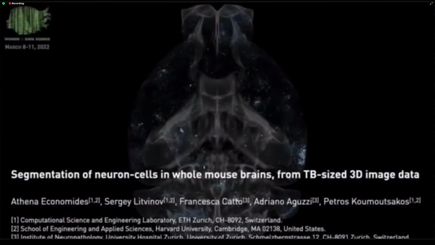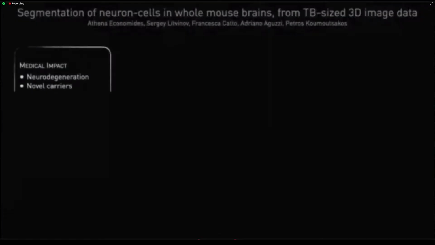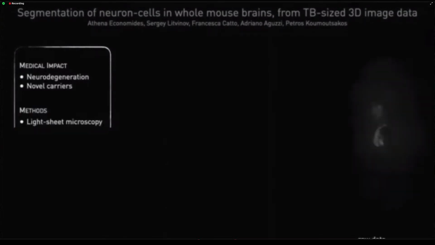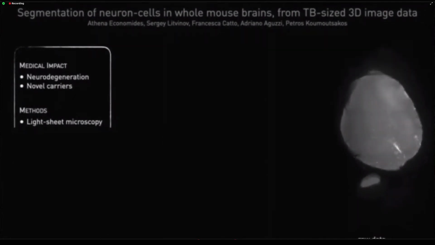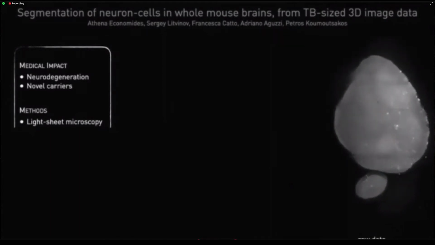Hi, I'm Athena and I'm a postdoc at the CC Lab in ETH Zurich. I'm very excited to present our work on segmentation of neuron cells in whole mouse brains, where in collaboration with the Institute of Neuropathology at the University Hospital of Zurich, we want to quantify the distribution of neuron cells inside mouse brains in order to study neurodegeneration and help advance the current state-of-the-art in potential therapeutic drugs. To do that, we developed a computational pipeline targeting large, centimeter-sized samples scanned with light sheet microscopy at a pixel resolution of a few micrometers.